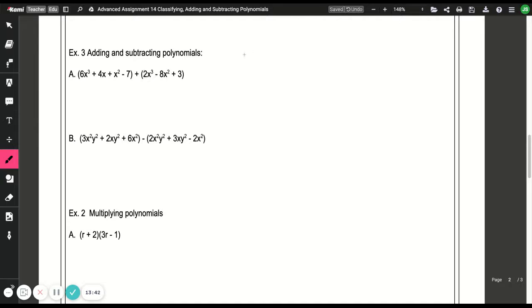Adding and subtracting: you may only add and subtract like terms, which means that they have the same variable with the same degree. Same variable, same exponent. So like here, the 6x cubed plus 2x cubed. They're both x to the third, so I can add them together. I add their coefficients. 6 of them here plus another 2 of them here makes 8x to the third.